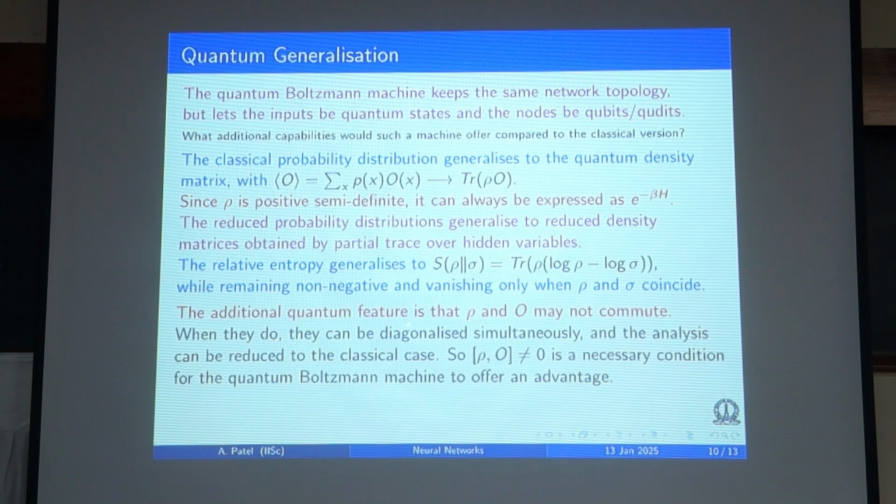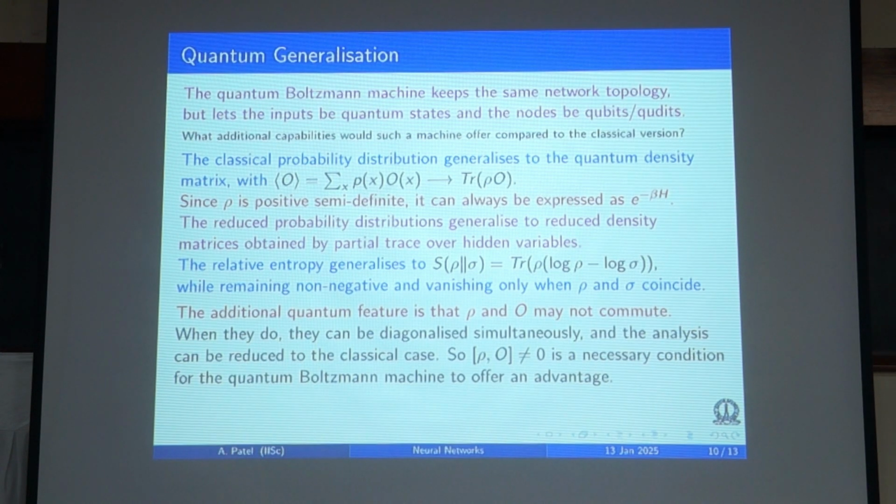What caveat is produced is that if rho and O commute with each other, there will be a basis in which you can simultaneously diagonalize both of them. And then in this diagonal form, trace of rho O becomes exactly this, the sum over P times O. And in this case, there is no quantum advantage. Whatever this rho can do, there will be a corresponding classical version which will produce the same answer. It will look different, but it is not going to give you anything more. And so non-commutativity is a necessary condition for the quantum Boltzmann machine to offer an advantage.